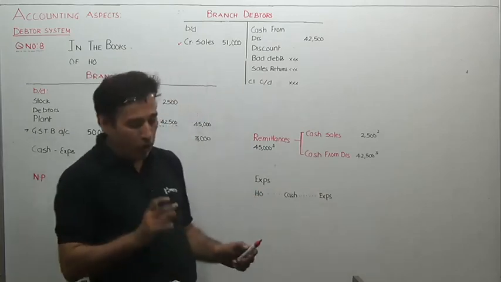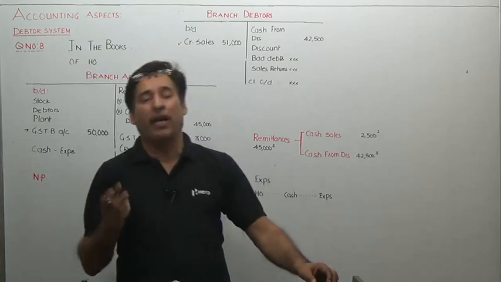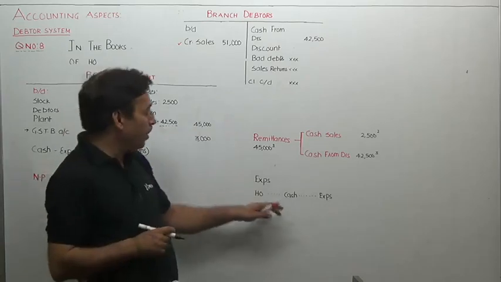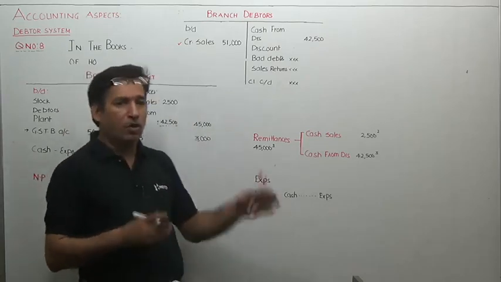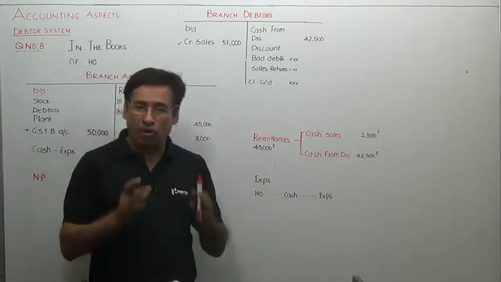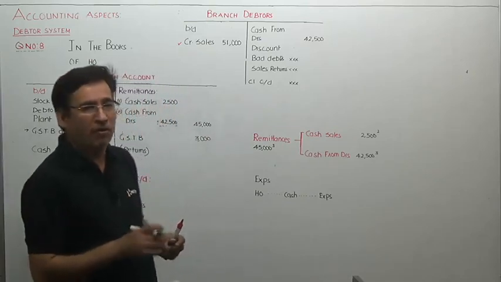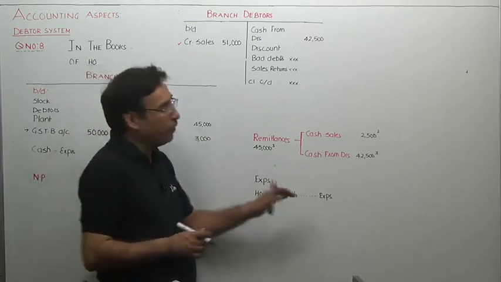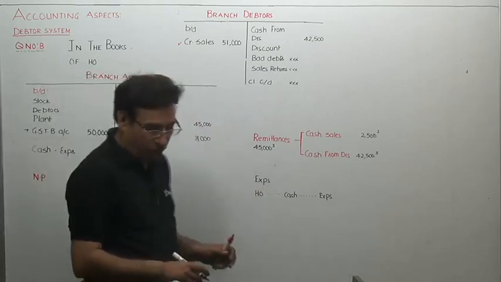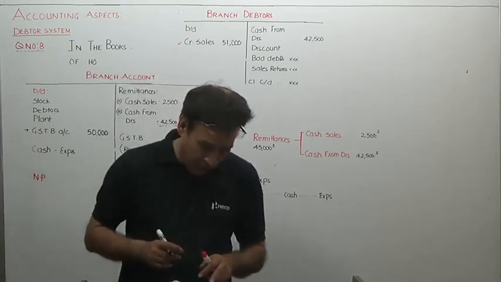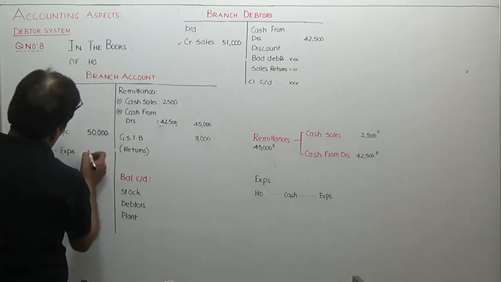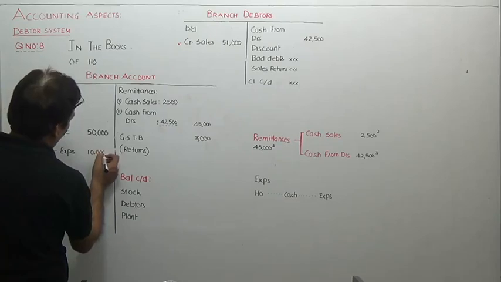Is it clear to you? Even though it is written here that expenses paid by head office, honestly speaking, head office will not pay the expense. Expenses will be paid by branch only. So you will have to presume that head office must have sent cash to branch and branch then must have spent the amount. Is it clear to you? So when head office sends cash, you are going to write it on the debit side here. The amount of expenses is 10,000, so you are going to write here 10,000. Is it clear?